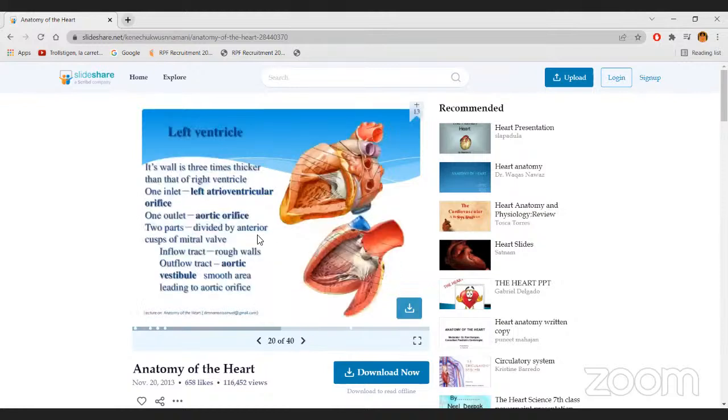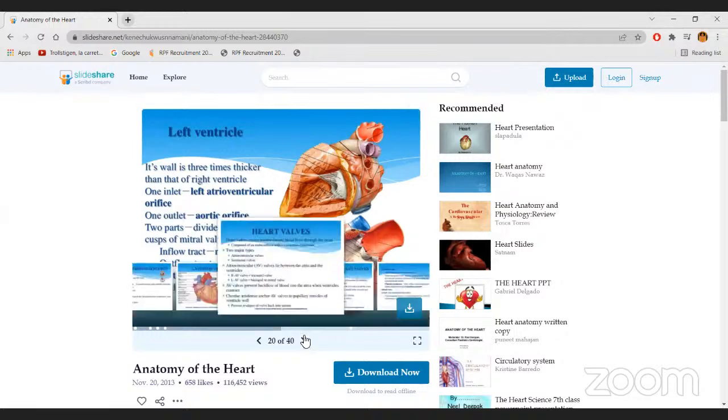Then next one, the left ventricle. Its wall is three times thicker than that of the right ventricle. It has one inlet, the left atrioventricular orifice, and one outlet, the aortic orifice. The two parts are divided by the anterior cusp of the mitral valve. The inflow tract has rough walls; the outflow tract, the aortic vestibule, is a smooth area leading to the aortic orifice.